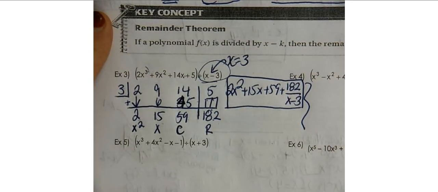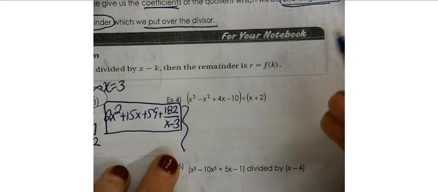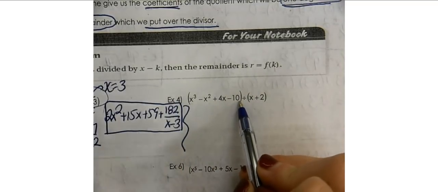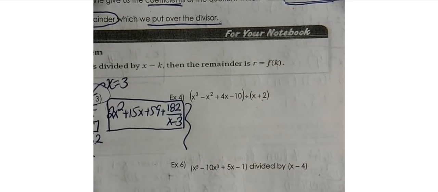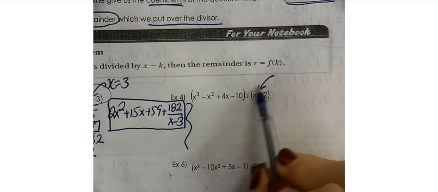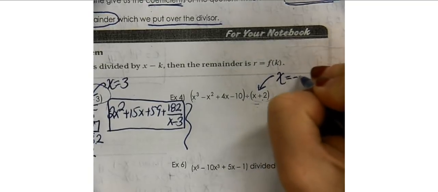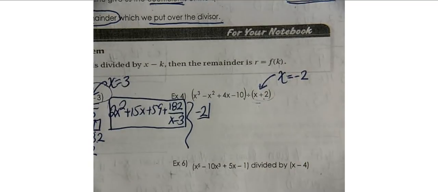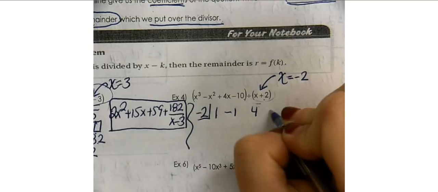Let's try another one. So looking at example number 4, we need to make sure that all of our degrees are represented. I have 3, 2, 1, 0. Which is awesome, and we're dividing by something that is in the form of x minus k. So the first thing I want to do is figure out what x-intercept would be produced by x plus 2. And it's always the opposite of what you see, and that's a negative 2. So that's what's going to go inside of the box. Now I'm going to write out all of my coefficients, which is 1, -1, 4, and -10.